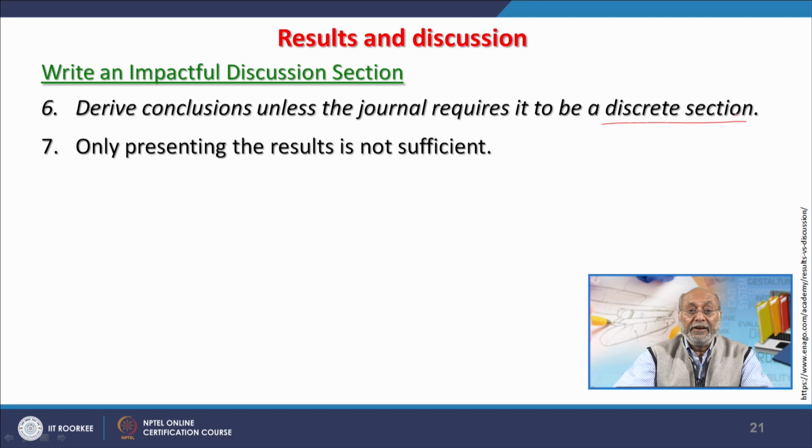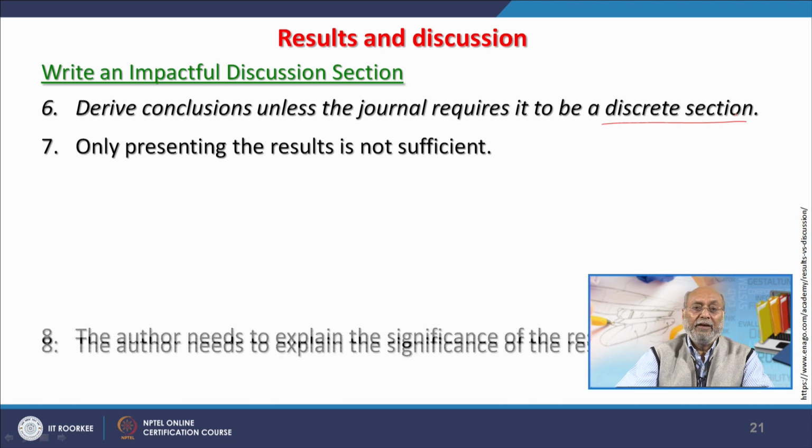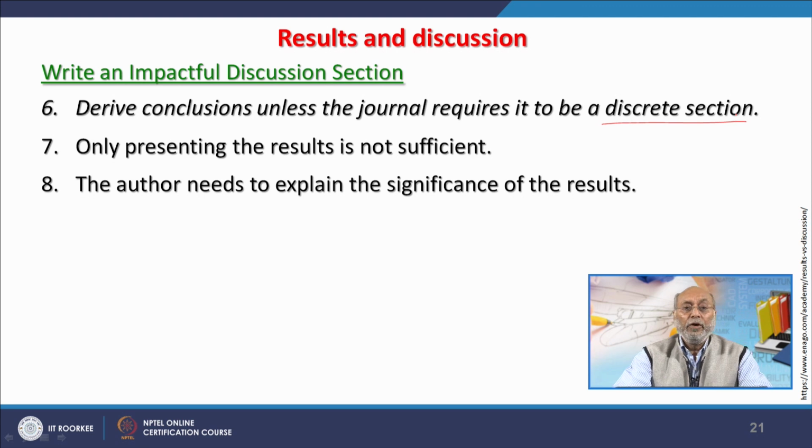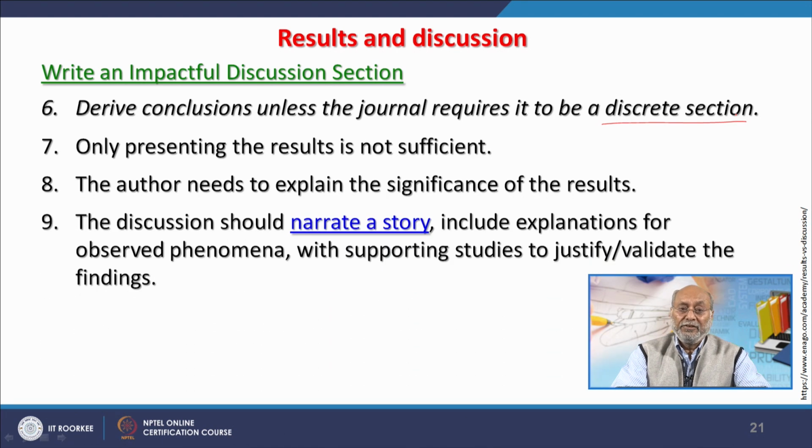Sometimes just presenting results is not sufficient, a discussion section should be there. If a discussion section is not supported by a journal, then the last paragraph of the result section can have a discussion on that. The author needs to explain the significance of results. This is important all of the time. Importance of your study, why it has been done, what the achievements of this study are, that should be stated. And discussions should narrate a story which should include the explanation of observed phenomena with supporting studies to justify and validate the findings. This is another very important point.